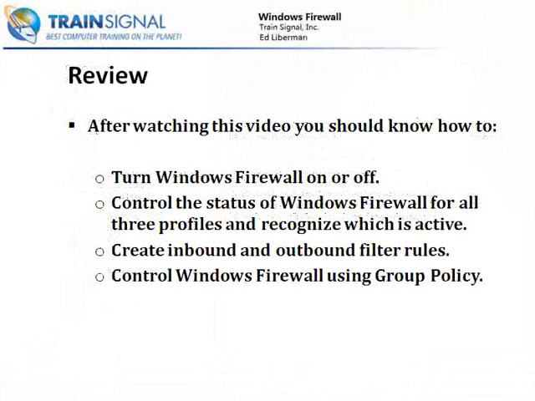Well, that's pretty much it for Windows Firewall, and after watching this video, you should now know how to turn Windows Firewall on or off. And of course, we can do that either in Control Panel, or it could also be done through the Windows Firewall and Advanced Security utility. You should know how to control the status of Windows Firewall, not just for the active profile, but for all three profiles, and recognize which profile is currently active. You should now know how to create inbound and outbound filter rules. And most importantly, I think, you should know how to control the status of Windows Firewall on all of the computers in your network by using group policy.